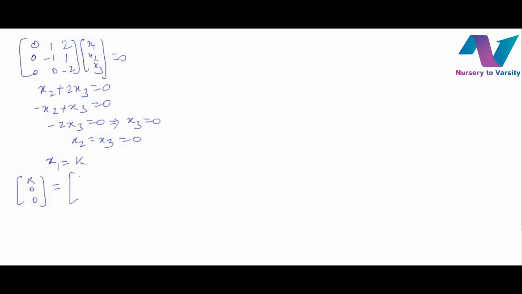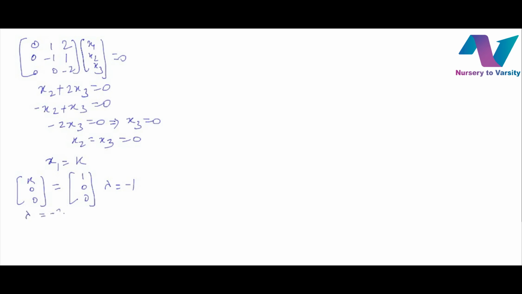Or we can write it as, if we put k is equal to 1, this is 1, 0, 0. 1, 0, 0 is the eigenvector corresponding to the eigenvalue lambda is equal to minus 1. अब हम बाकी दो eigenvalues के लिए भी eigenvector निकालेंगे.